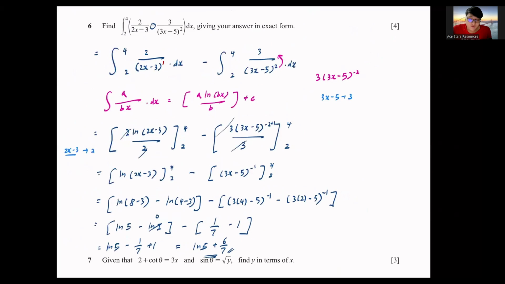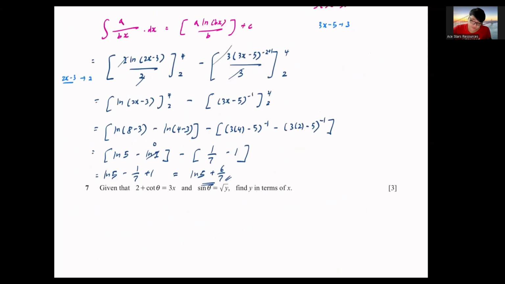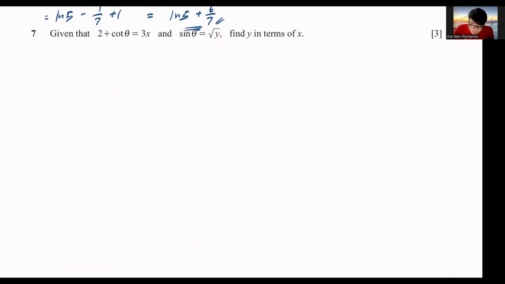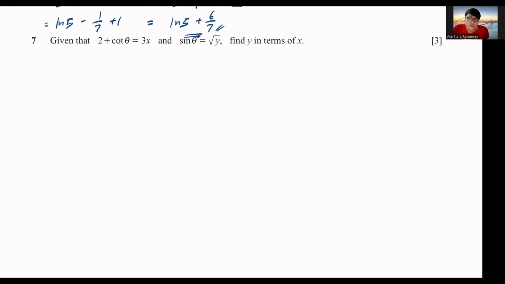Alright, that's how you solve this integral calculus question in general. Okay, so 4 marks. Next one. Given that 2 plus cot theta is equal to 3x and sin theta is equal to sec y, find y in terms of x. So this is just a normal substitution, but since you have a cot there, what are you going to do? You can't replace something that is not there, right? So 2 plus cot theta is equal to 3x.